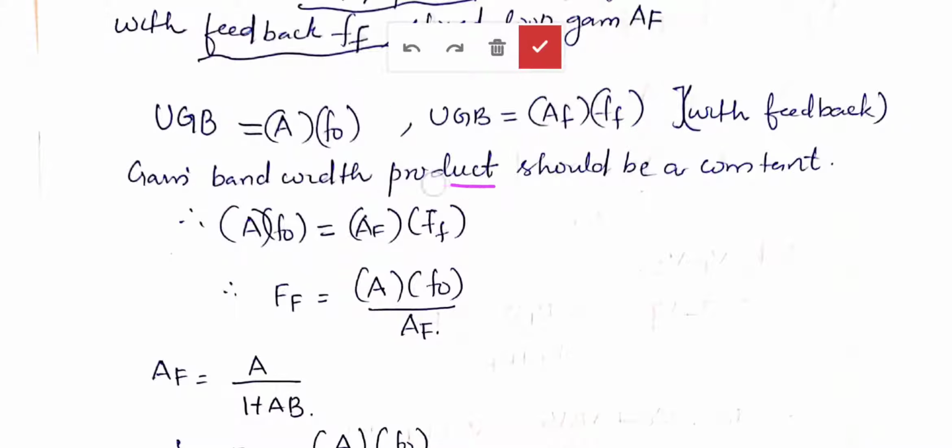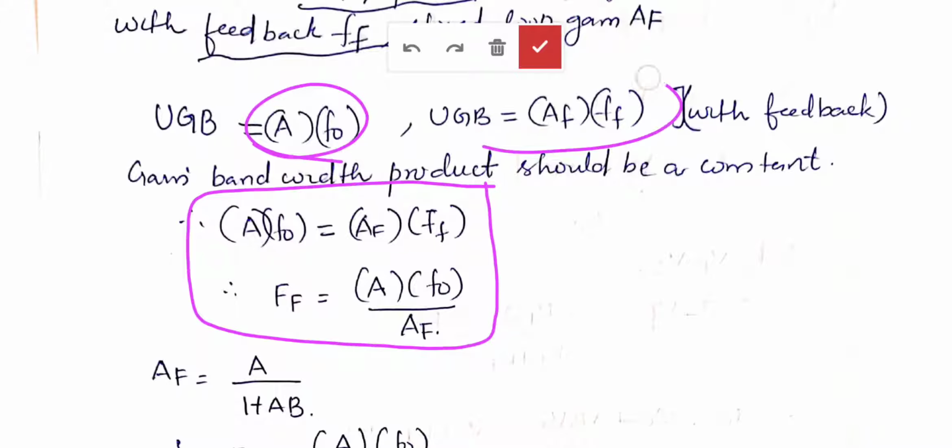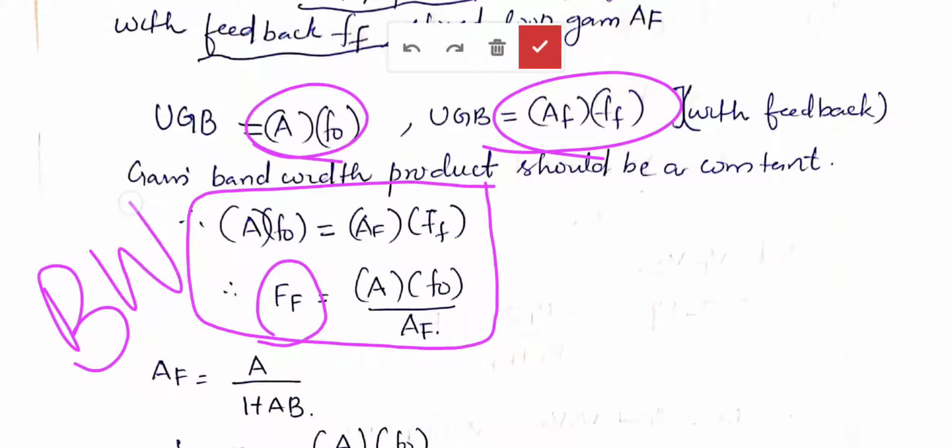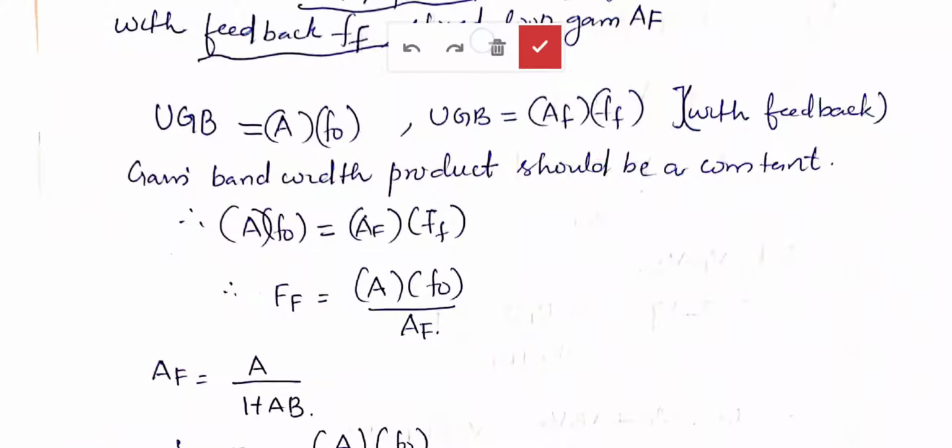So for any amplifier, the gain bandwidth product should be constant. So if you are equating both, what we will get? A into F0 is equal to AF into FF. So what is the bandwidth? Bandwidth with the feedback. This is a notation which we used in third module, but here in the textbook we are using FF. Bandwidth with the feedback is given by A into F0 by AF, whereas AF is A by 1 plus A beta.